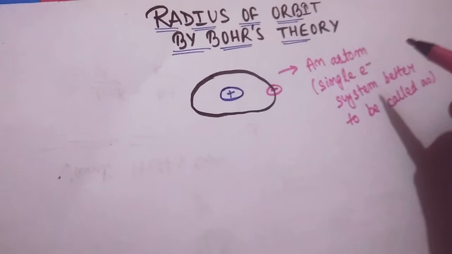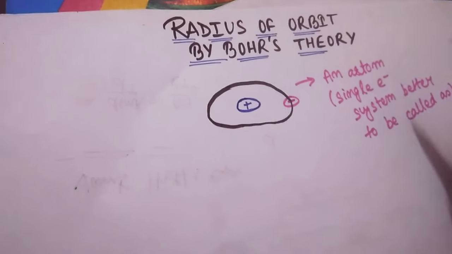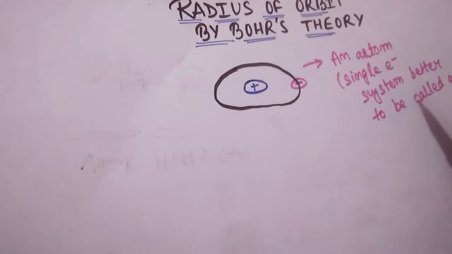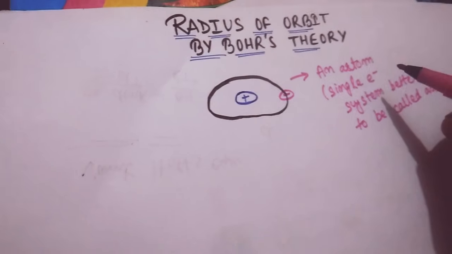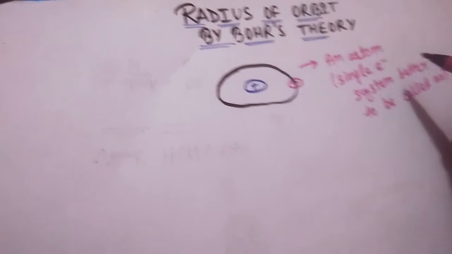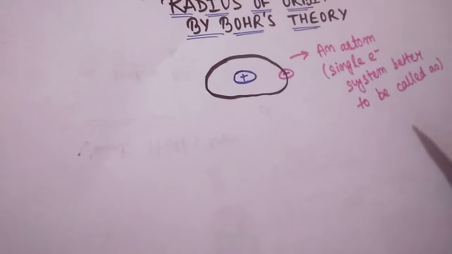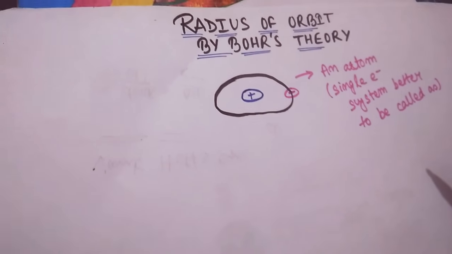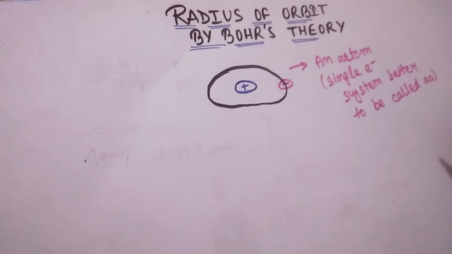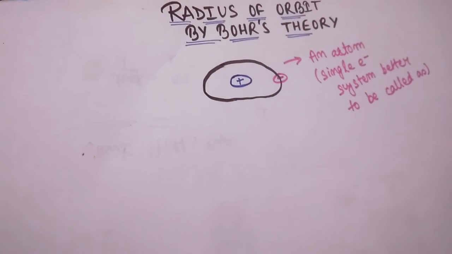Now I said that Bohr has accepted the postulate of Rutherford that the high speed moving electrons have centrifugal force that is equal to the attractive force between the nucleus and the electron, which prevents the electron from going into or colliding with the nucleus. So we'll be using this postulate only to derive our equation.